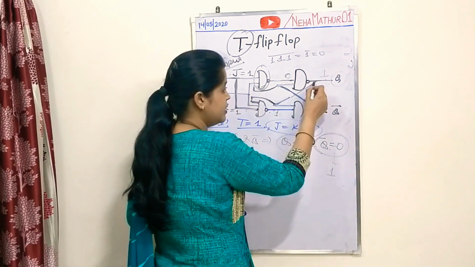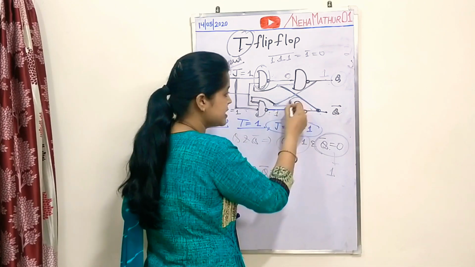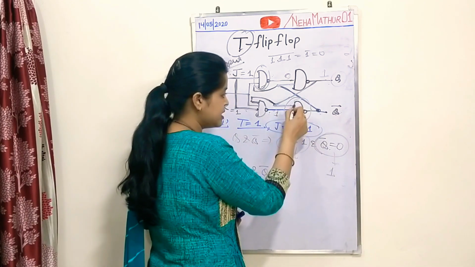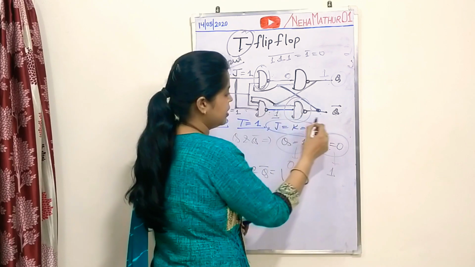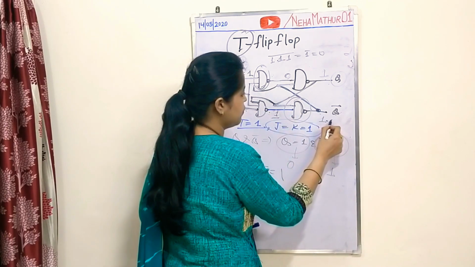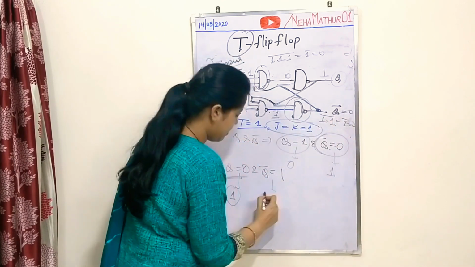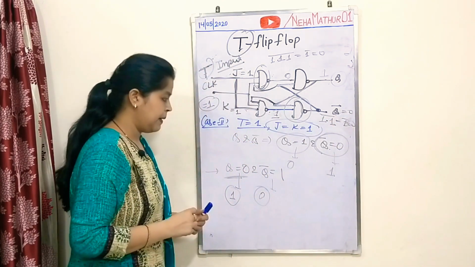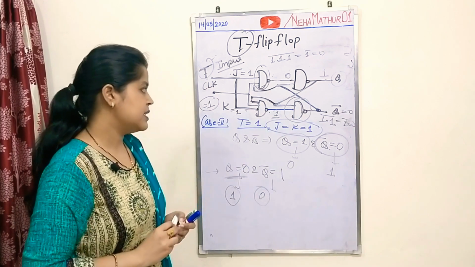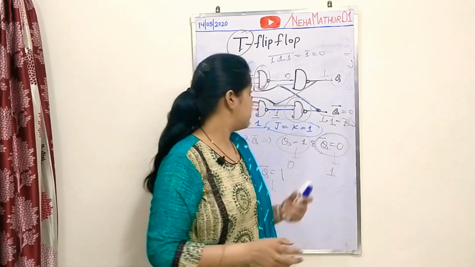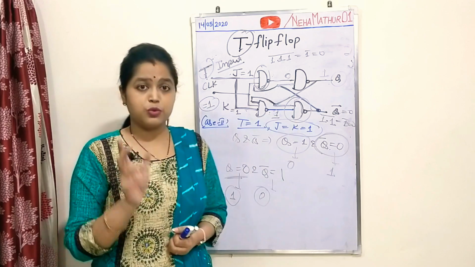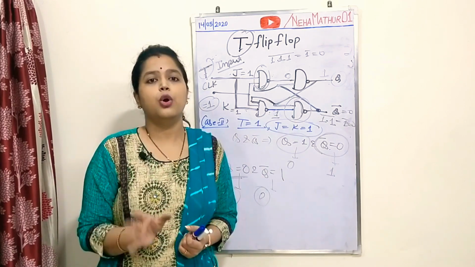Now when this one is treated as a second input with this NAND gate, with one input as 1, the output will be 0. So your Q bar is now set at 0. That means when T is equal to 1, which is J equal to K equal to 1, your flip flop will show the toggle state.